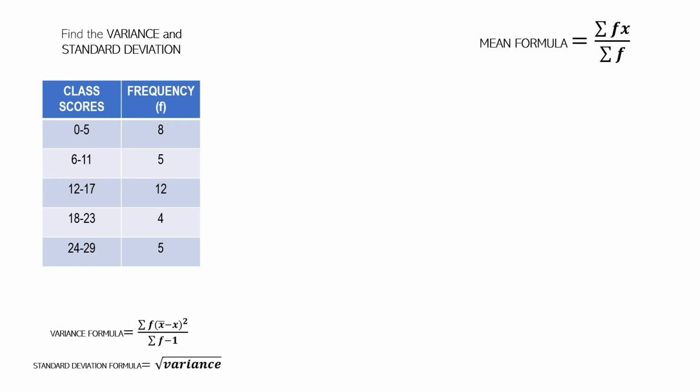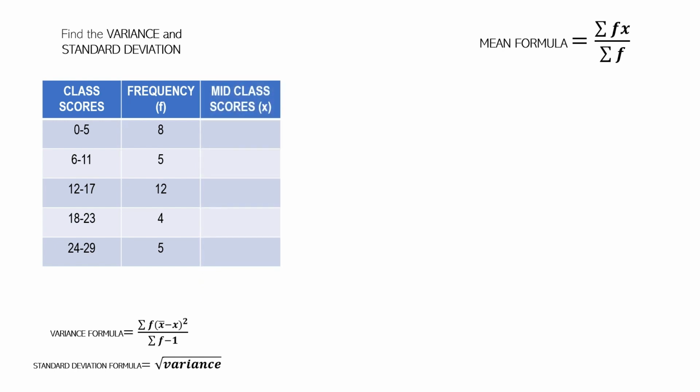First, we need to get the mean of the grouped data. To do this, we need to apply the steps in determining the mean of grouped data. The formula for the mean is the summation of the product of frequency and mid-class score divided by the summation of frequency. In order to use the formula, we need to complete the table below. Since we need the mid-class scores, represented as x, we need to add a third column. Mid-class score is the center of the class scores group.